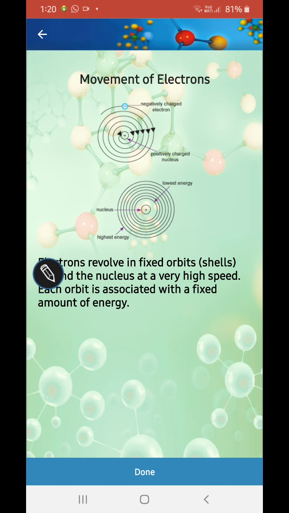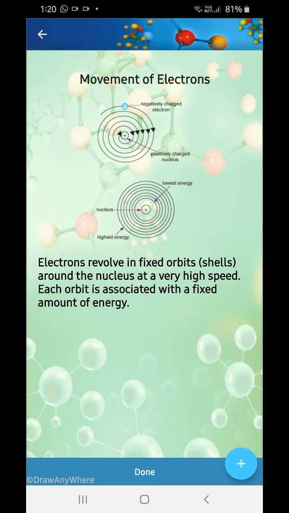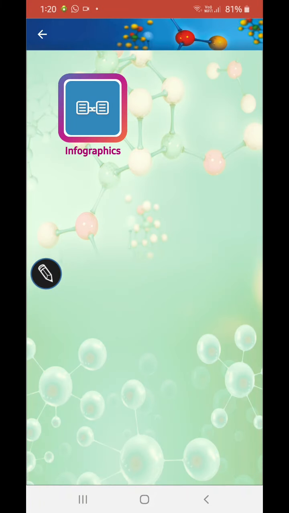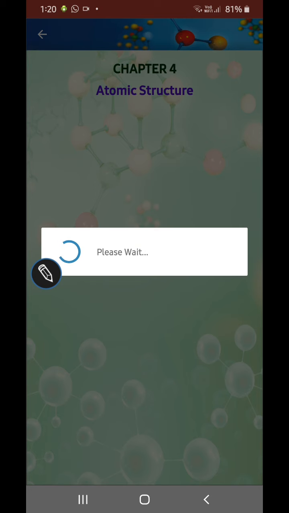Now the movement of electrons, how do they move? Electrons revolve in fixed orbits called shells, and they move at a very high speed, and each orbit is associated with a fixed amount of energy. So this is done. Now the story which I have to tell you, that only I will say.